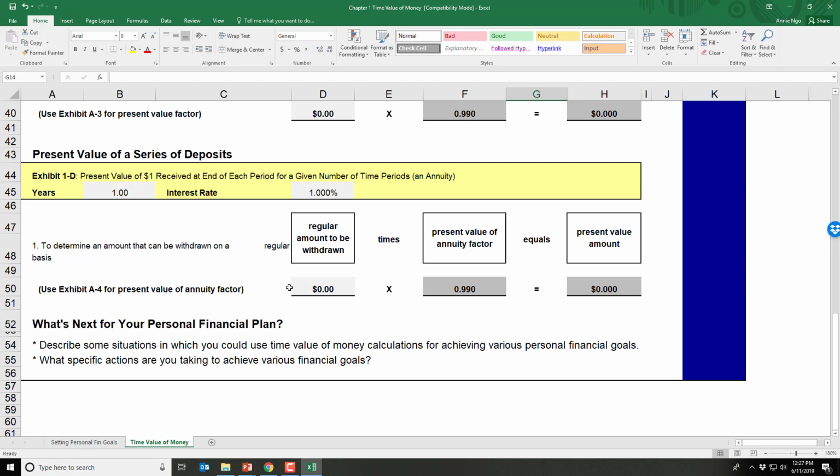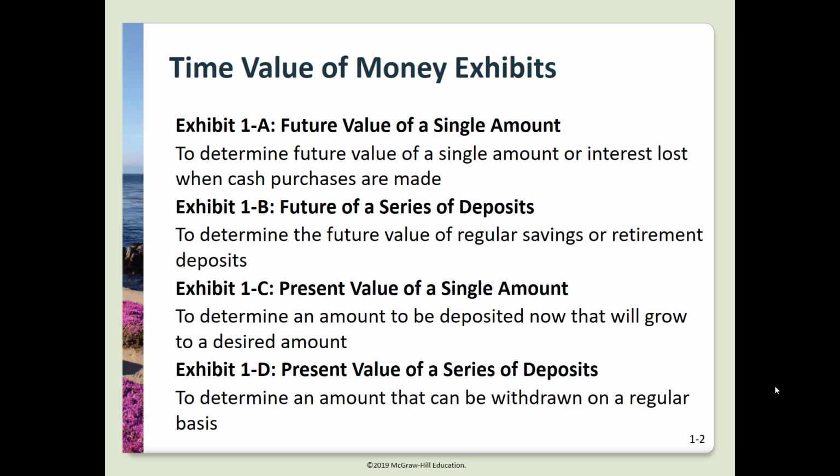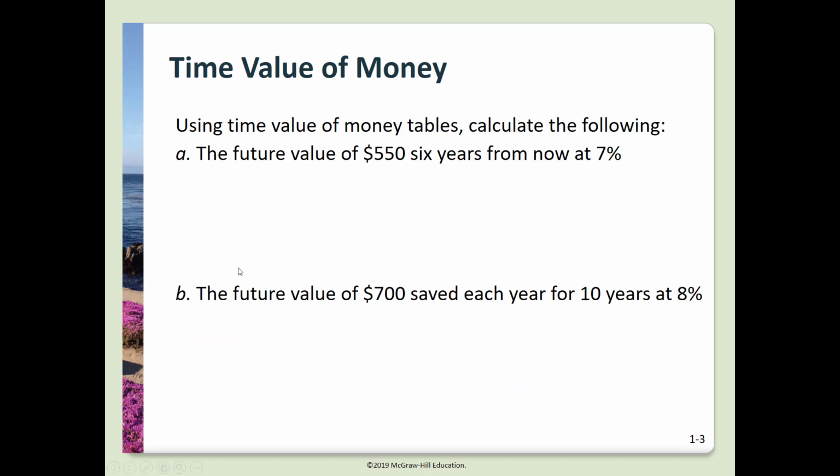So in order to use the Excel or the exhibits, you have to understand what scenario you're looking at in order to apply the correct formulas, the correct exhibits. If you don't know which ones apply, then it won't make sense. So we'll go ahead and go through the examples so you can see how they apply. So in this problem, you're going to actually get to practice each of our exhibits. So you're going to use the time value of money tables and calculate the following.